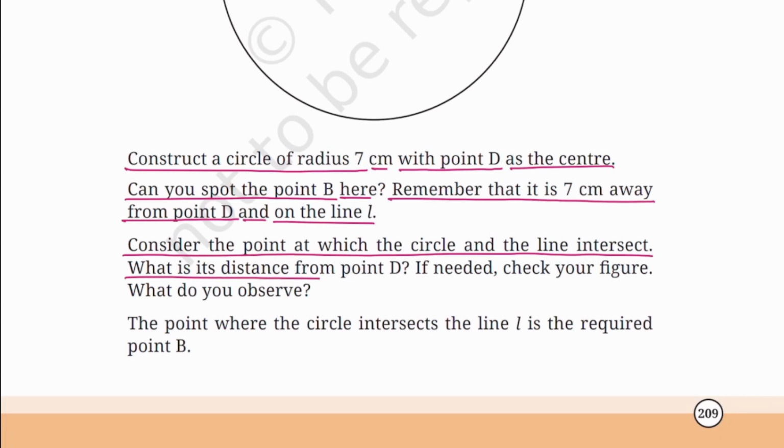What is its distance from point D? If indeed, check your figure. What do you observe? The point where the circle intersects the line L is the required point B.